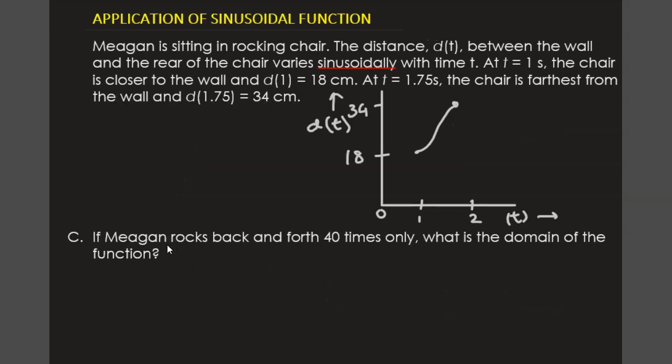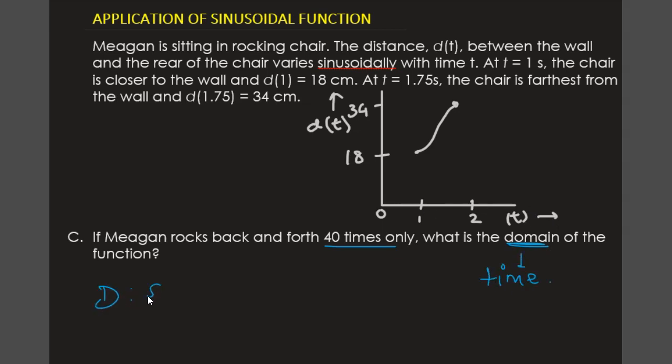Let's go to the next part of the problem. The next part wants us to find out, if Megan rocks back and forth 40 times, meaning if this cycle goes on for 40 times, what is the domain of the function? We know domain comes from the x-axis value, and the x-axis value is time.